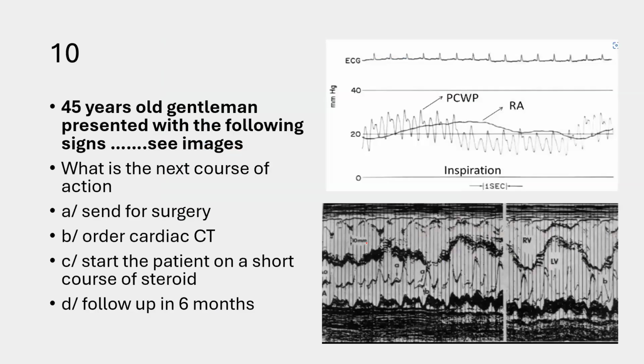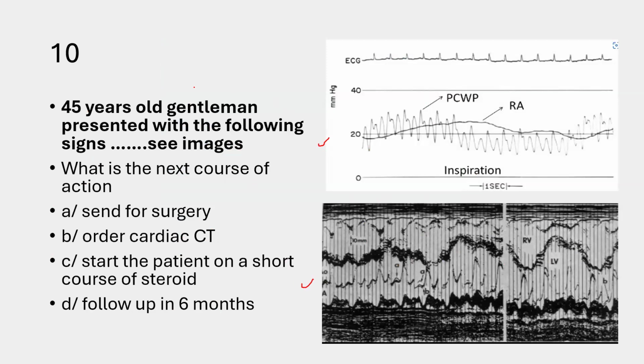Okay, so this is a 45-year-old gentleman presented with the following sign. See the images. See this one and see this one. And tell me, what are we seeing here and what are we seeing here in echo? And the question is about what's the next course of action. Send for surgery, order cardiac CT, start the patient on a short course of steroid, follow up in 6 months.